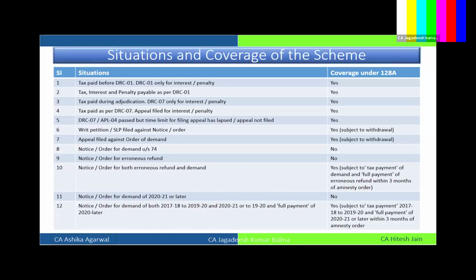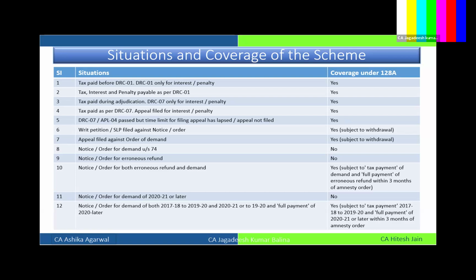So now we'll see the practical situations and the coverage of the scheme. If I have already paid the tax before the issuing of DRC 01, that is before the show cause notice, and DRC 01 has been issued only for the interest and penalty, that is, I have already made the payment of the tax before the show cause notice was issued by the department, and the department has issued the show cause notice only for the interest and penalty, in that case, yes, I can go for this scheme.